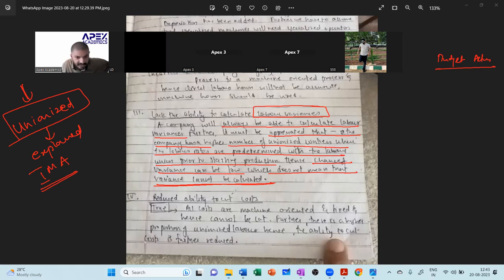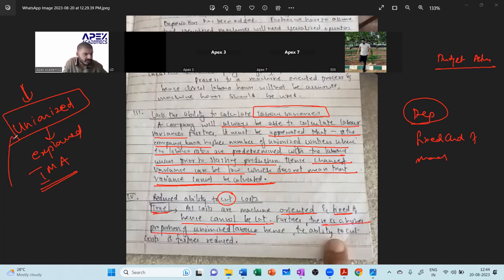Finally, reduced ability to cut cost. This is true. Your company has reduced its ability to cut costs. Why? Now all costs are machine oriented and fixed, and hence they cannot be cut. How can you cut costs with respect to depreciation? How can you cut costs with respect to fixed overheads of machine operation? You cannot do it. Further, there is a higher proportion of unionized labor. If the labor is unionized and you cut their salary, you know what they will do?